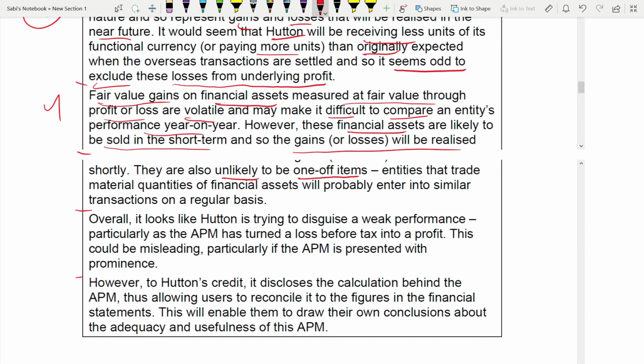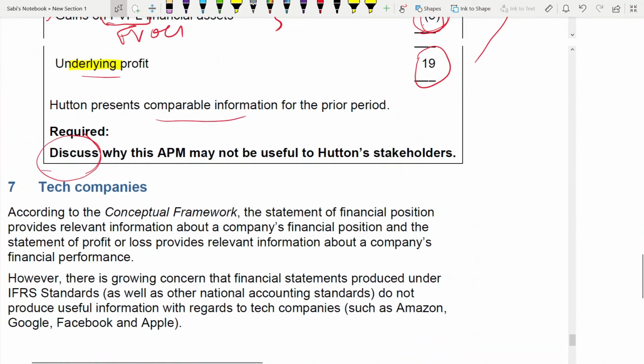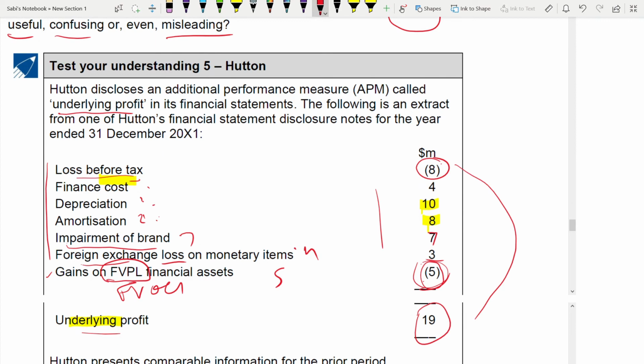There are some entities that are specifically into financial assets only. They trade on this. So for those entities, they do trading in material quantities of financial assets, and will probably enter into similar transactions on a regular basis. So for this entity, it's normal. It's not a one-off item. So based on this, they have excluded that also. So it does not look reasonable. If you see all these things which they have excluded, whether it's depreciation, amortization, impairment, foreign exchange gains, all these things do not look reasonable.